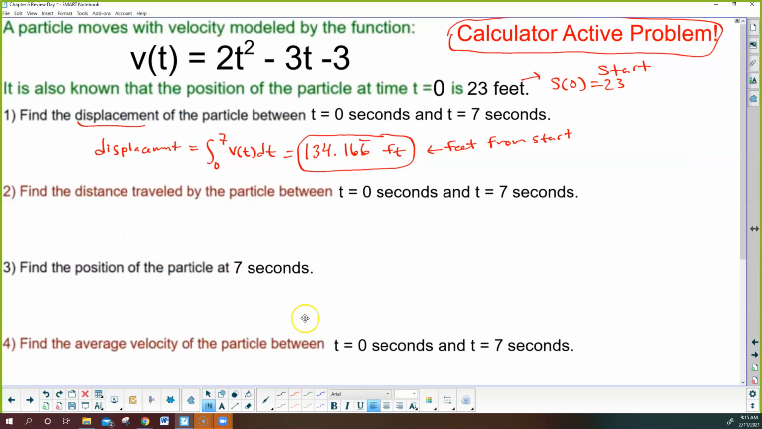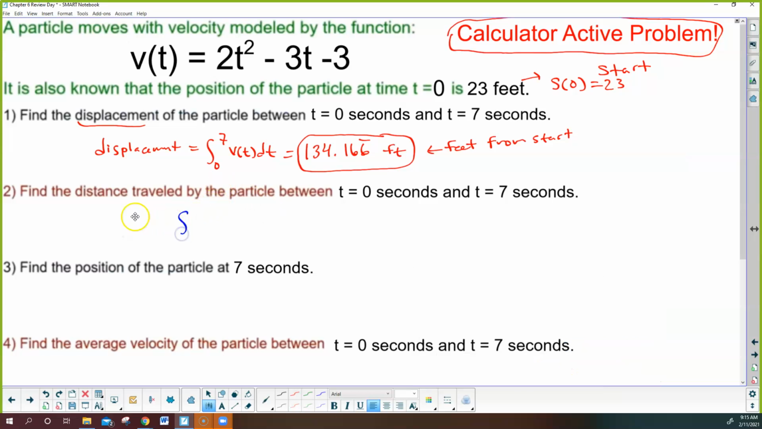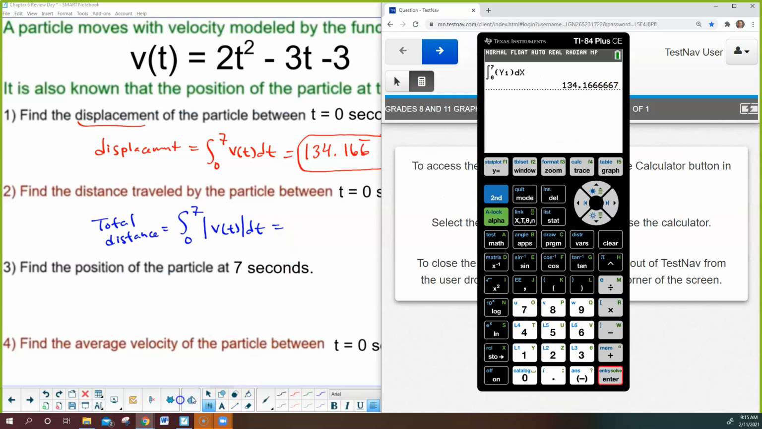Okay. Now, what about the total distance? If I ask you to find the total distance traveled, then that. And notice they don't have to have the word total. It's just how much did you travel? We went from 0 to 7, but now we have to take the absolute value of that function. So I already have it in my calculator. I'm going to do the exact same thing, math 9. The only difference is I have to now put absolute value bars, and we showed you that the other day. That's in the catalog.